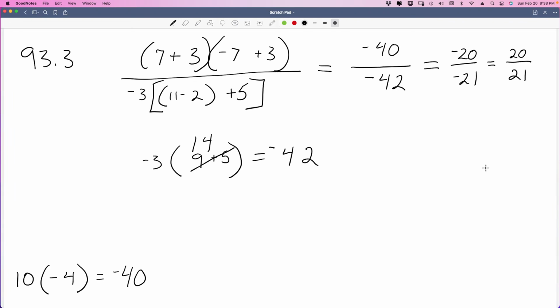Remember, in algebra, in mathematics in general, whenever you can reduce a fraction, do so. That is the right answer every time. And that is all we have for Lesson 93, and I will see you in Lesson 94.